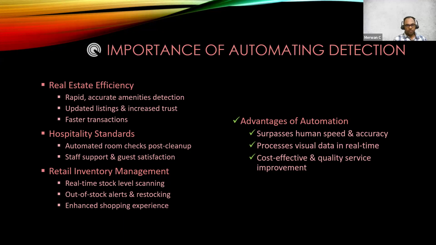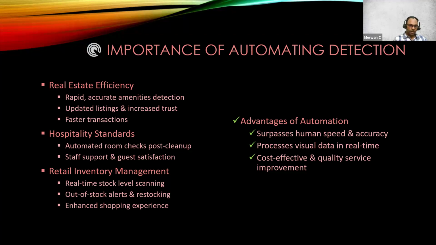Now if you automate this process, the system can review hundreds of images and accurately identify and list all the amenities within seconds, which is really a game changer. It ensures that the listings are quickly updated and the information provided on your property websites is accurate. This gives you speed and reliability, which can translate directly into customer trust and, hopefully, faster transactions. And I have a similar example coming from the hospitality sector.